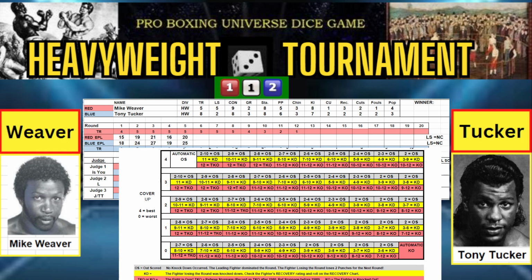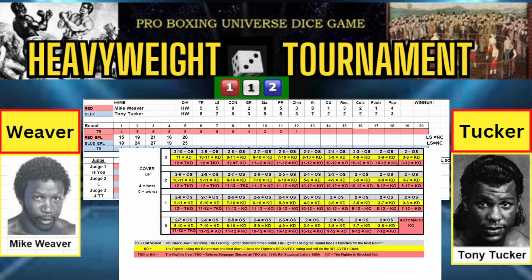He rolls. I think we look at 2 die, or it's going to be 2 die. The first 2 die, that's going to be a 2. So we're looking at OS. So we go down to OS. And that shows no knockdown occurred. The leading fighter dominated a round. The fighter losing a round loses 2 punches for the next round.